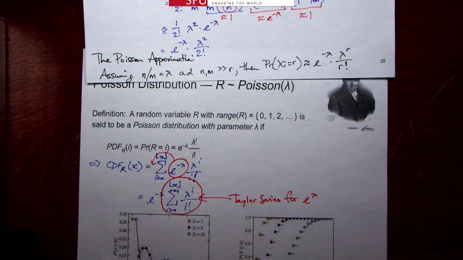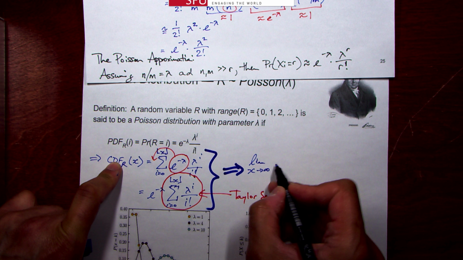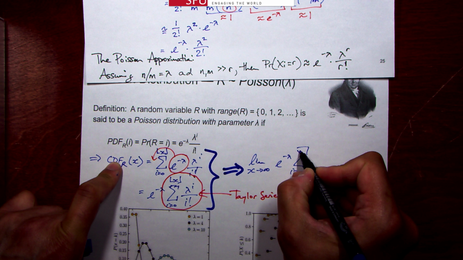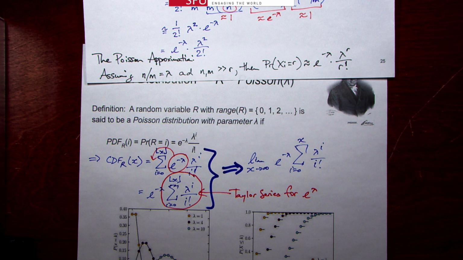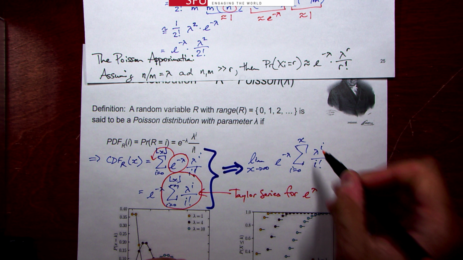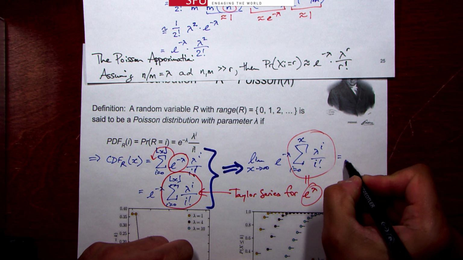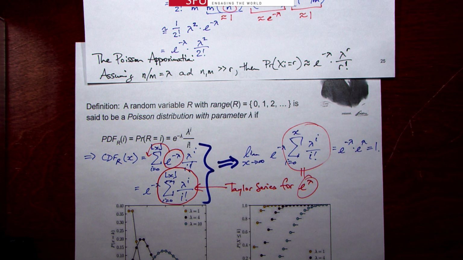Okay, so if you were to take the whole sum, and the whole sum is infinite, so if you take the limit as x tends to infinity of this sum, lambda to the i over i factorial, this bit here should equal e to the lambda. And that's good news, because the CDF should sum up to 1. So that's a nice little clean bit of calculus that you can apply here to get 1.